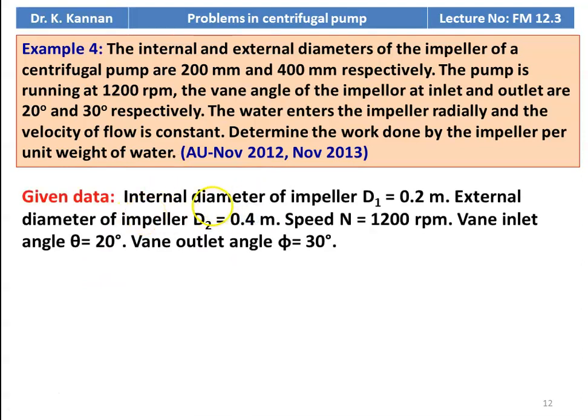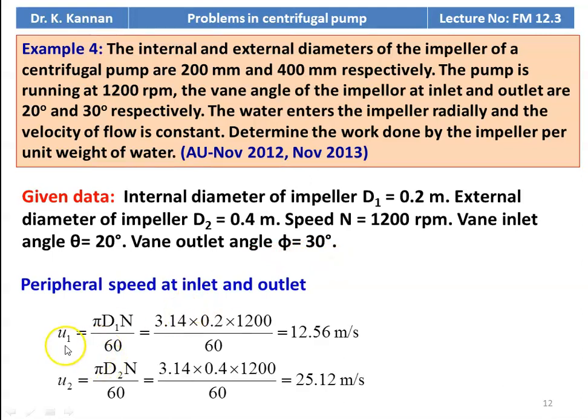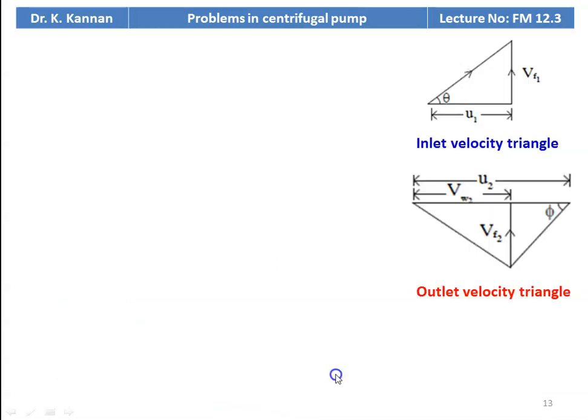And the given data: internal diameter of the impeller D1 equal to 0.2 meter, external diameter of the impeller D2 equal to 0.4 meter, speed equal to 1200 rpm, vane angle at the inlet theta equal to 20 degrees, vane angle at the outlet phi equal to 30 degrees. Now the peripheral speed at the inlet and the outlet, U1 equal to pi D1 n divided by 60, so 3.14 into 0.2 into 1200 divided by 60 equal to 12.56 meters per second. U2, the peripheral speed at the outlet, U2 equal to pi D2 n divided by 60, so 3.14 into 0.4 into 1200 divided by 60 equal to 25.12 meters per second.